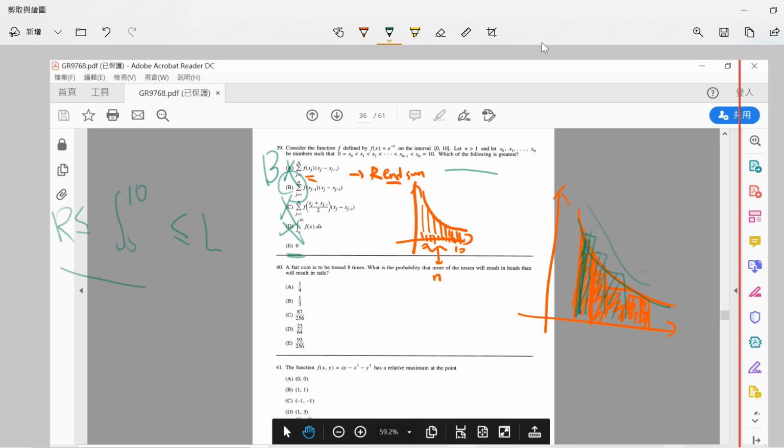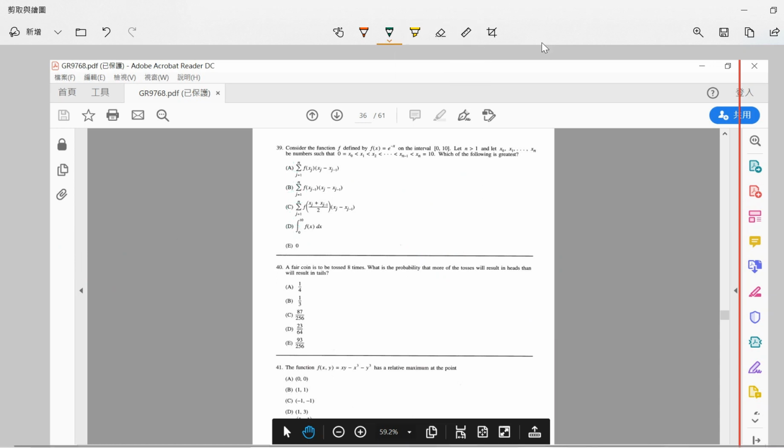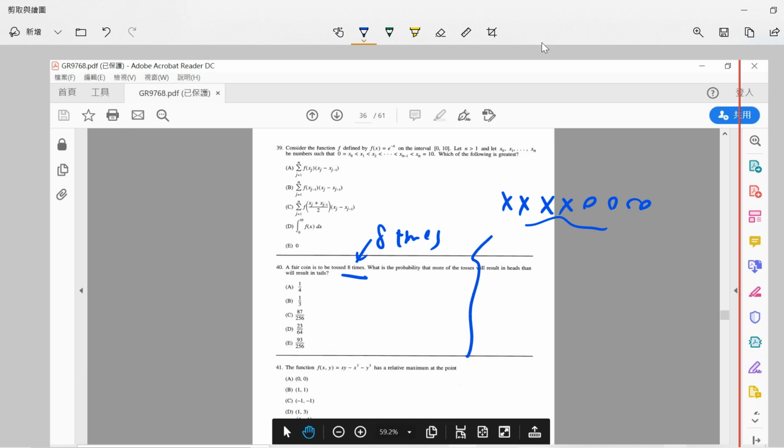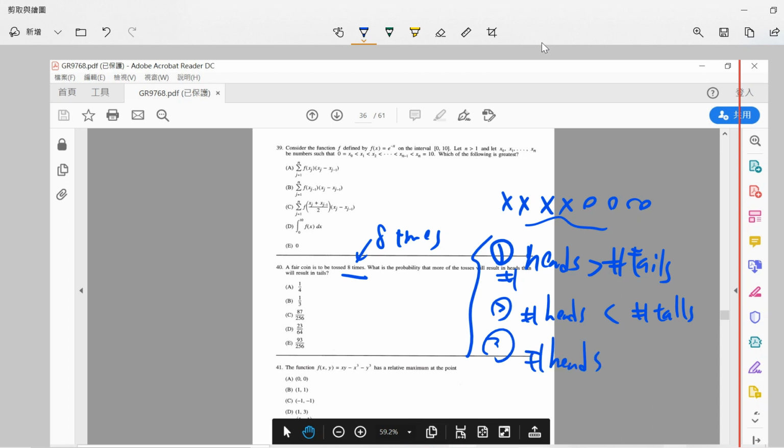Okay, and 40: a coin is tossed 8 times. Which is more probable: more tosses result in heads than result in tails? So with 8 tosses, basically you have 8 results, and this will contain 3 categories. The first is number of heads larger than number of tails. The second is number of heads less than number of tails. The third is number of heads the same as number of tails.